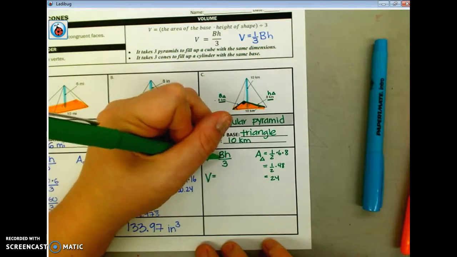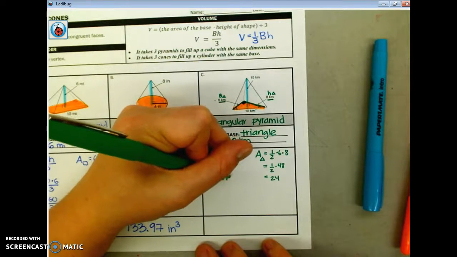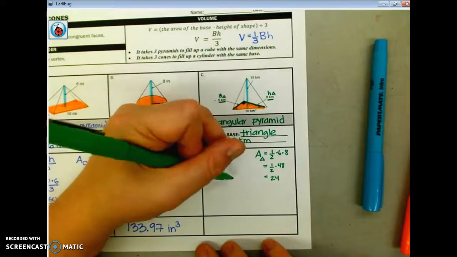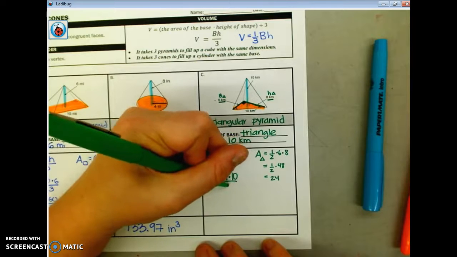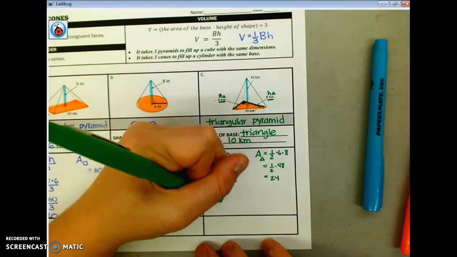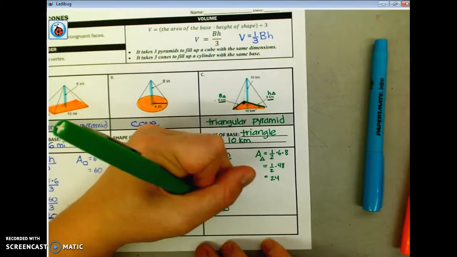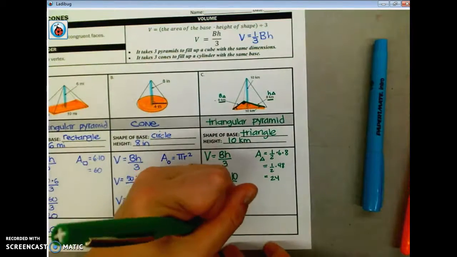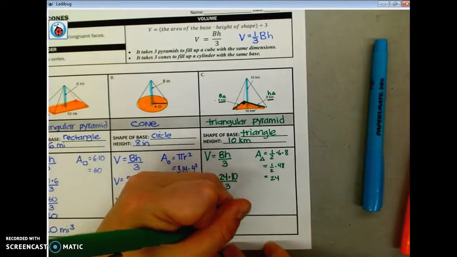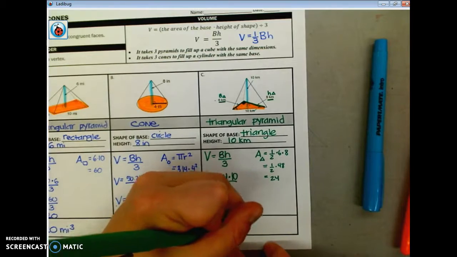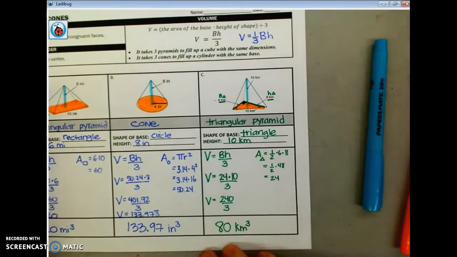So now I have my area of my base is 24, the height of my pyramid is 10, and I'm going to divide all that by 3. So I get 240 divided by 3. So my volume is 80. My units are kilometers cubed. All right.